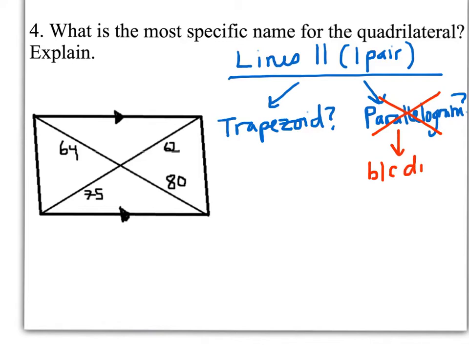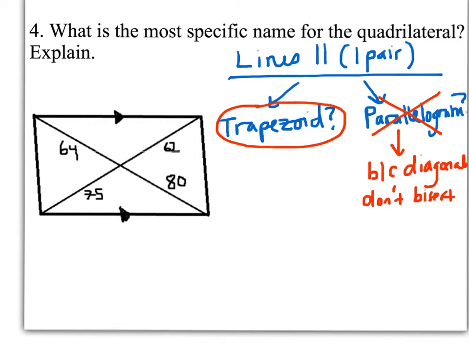Because the diagonals don't bisect each other. Okay? So it's not a parallelogram. This must be a trapezoid. Okay? Because we have one pair of parallel lines.